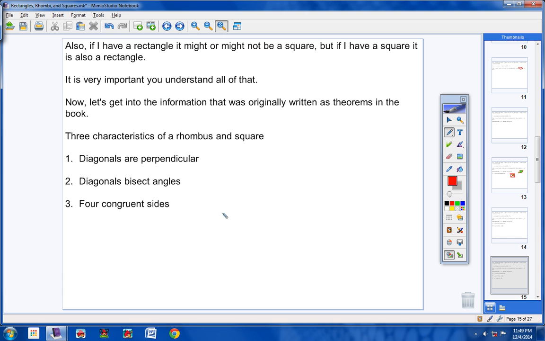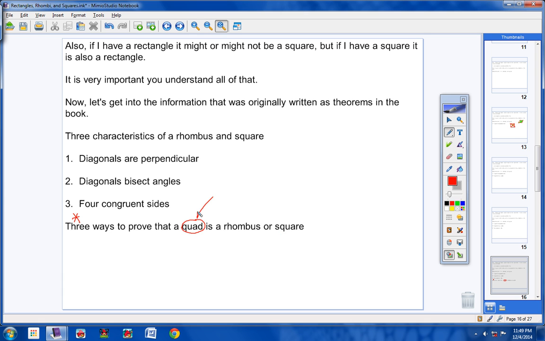Congruent sides, and we knew that already. I'm not going to draw you any pictures. That's obvious. A rhombus has 4 congruent sides. A square has 4 congruent sides. Now, I want you to write this down. Write down 3 ways to prove that a quadrilateral is a rhombus or square.